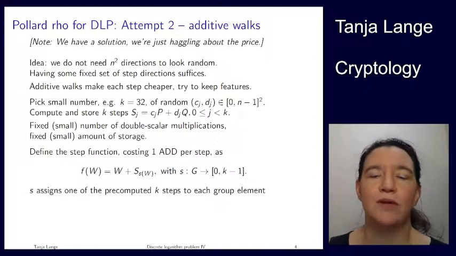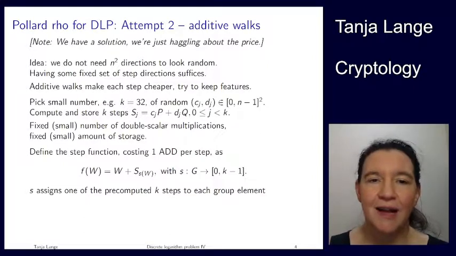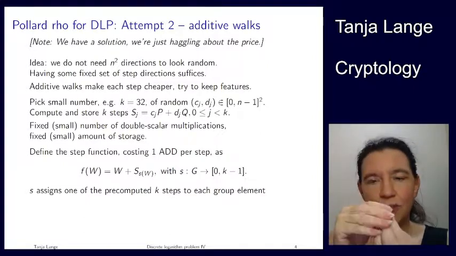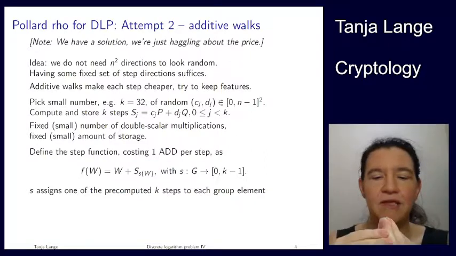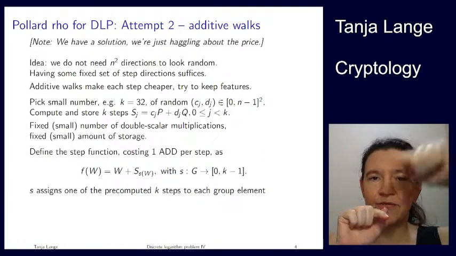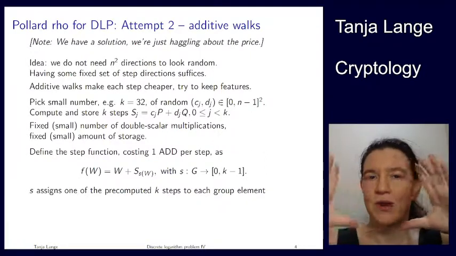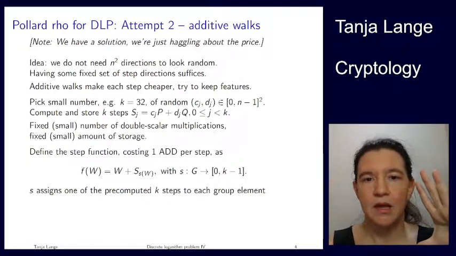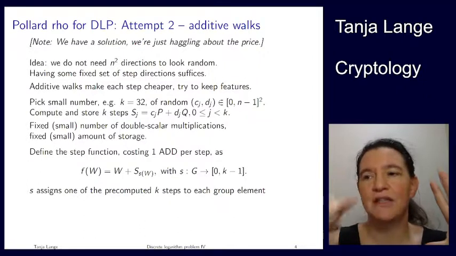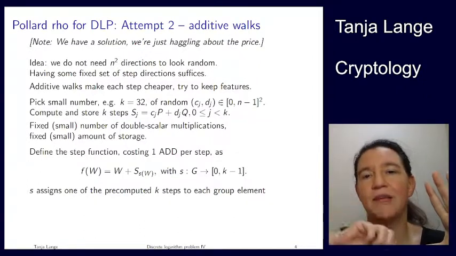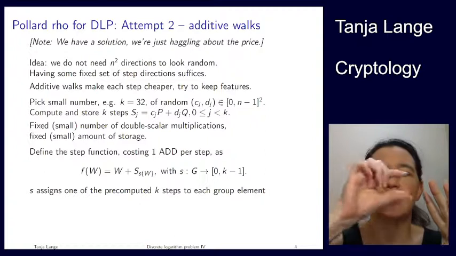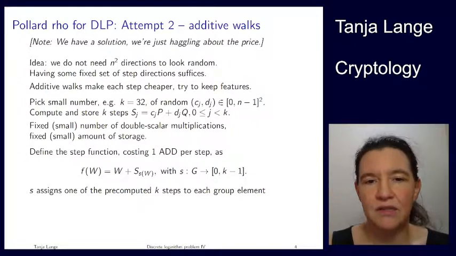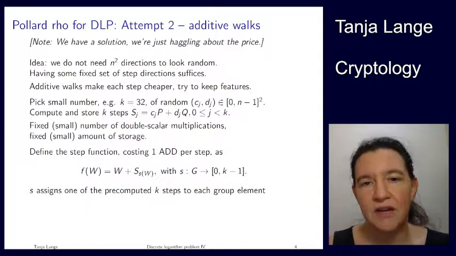All right, so what do we do? At each point in attempt 1, we can go anywhere. We have n elements, and we can go there. It even looks like we have n squared directions, because we have n choices of a and n choices of b. They're not even all different. There are only n other elements. So n squared is definitely overkill.